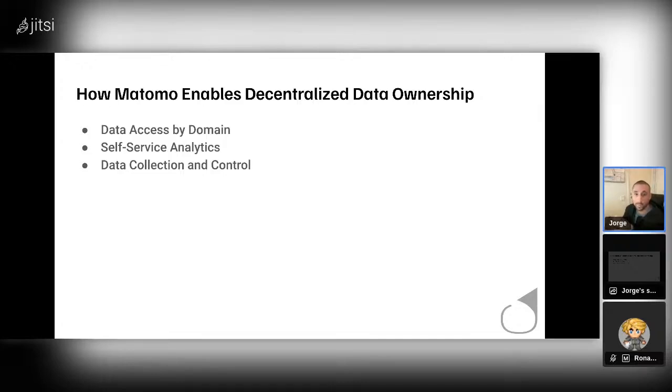With Matomo, teams don't need to be dependent on a central IT or analytics team for every change or data request. Each department can configure and access their analytics independently, whether it's setting up new reports, creating dashboards, or customizing data collection parameters. This self-service approach saves time, reduces bottlenecks, and increases agility, empowering each domain to gain insights on its own timeline and based on its specific objectives.